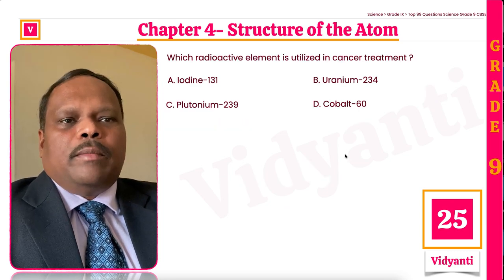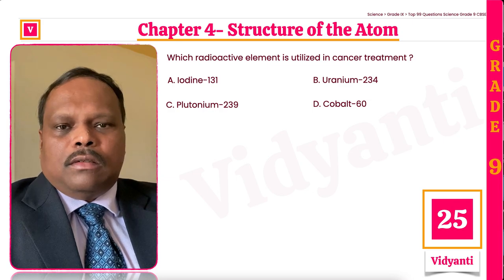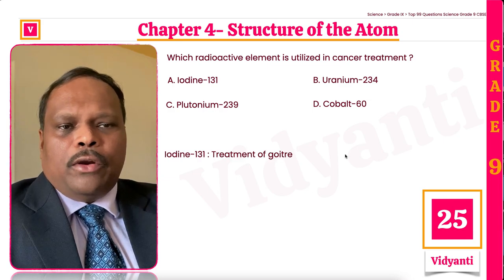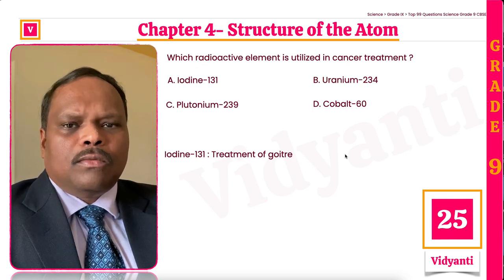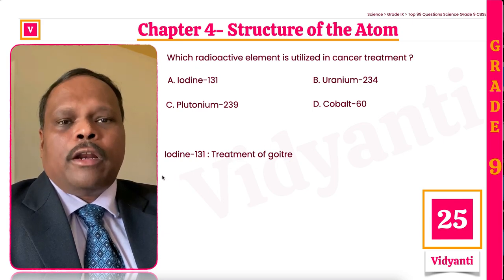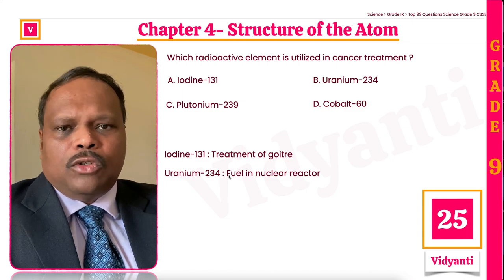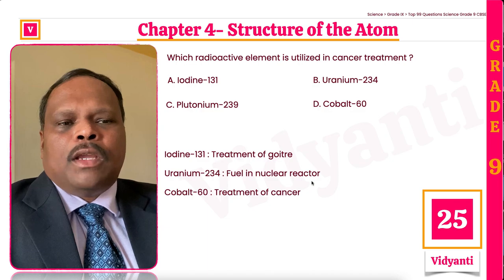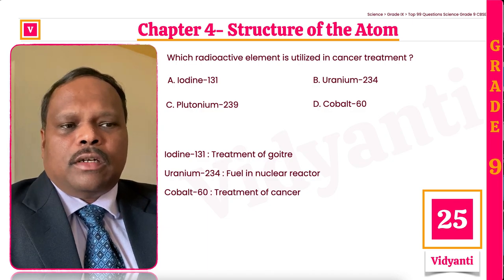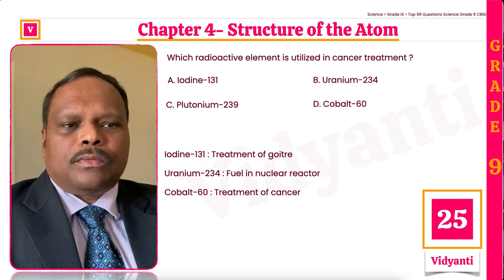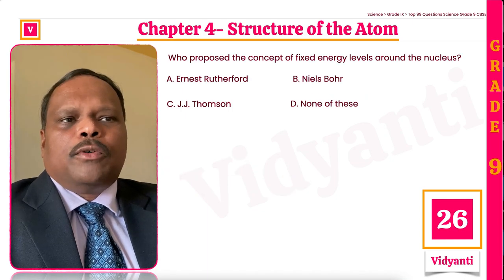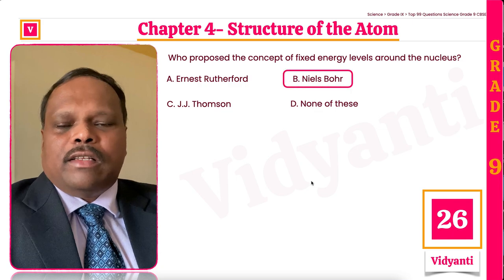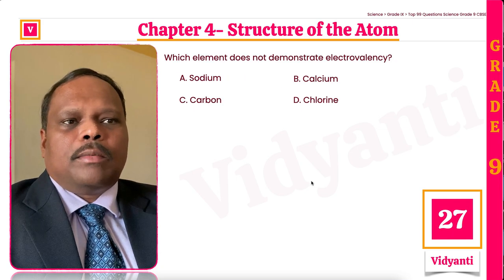Which radioactive element? Well, we'll see the differences. Iodine, we use iodized salt for the treatment of goiter, and uranium 234 will be fuel in a nuclear reactor. Cobalt 60 is used in the treatment of cancer. So that would be the correct answer, option B. Who proposed the concept of fixed energy levels? Well, that's Niels Bohr. That's the correct option.